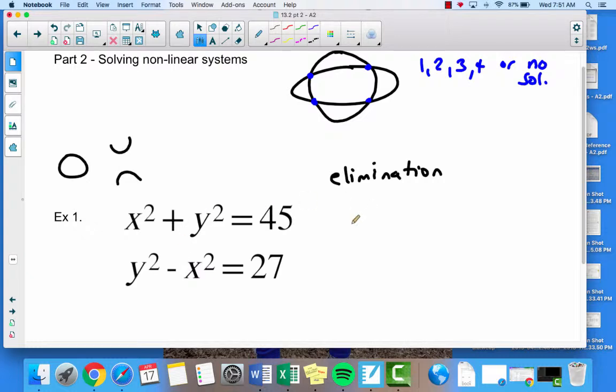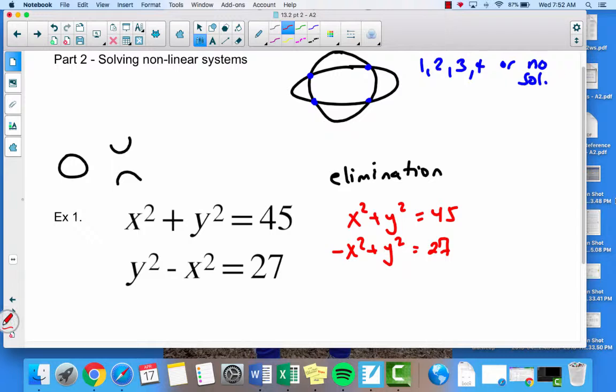So in this case, I'm going to do elimination, and to make this easier, I'm going to line my equations up. So I'm going to have my x squared, y squared, and 45 stay the same, but I'm going to rewrite the bottom one so my x's and y's are in line. So that's going to give me negative x squared, because this was a negative, plus y squared equals 27. And now I can go ahead and solve.